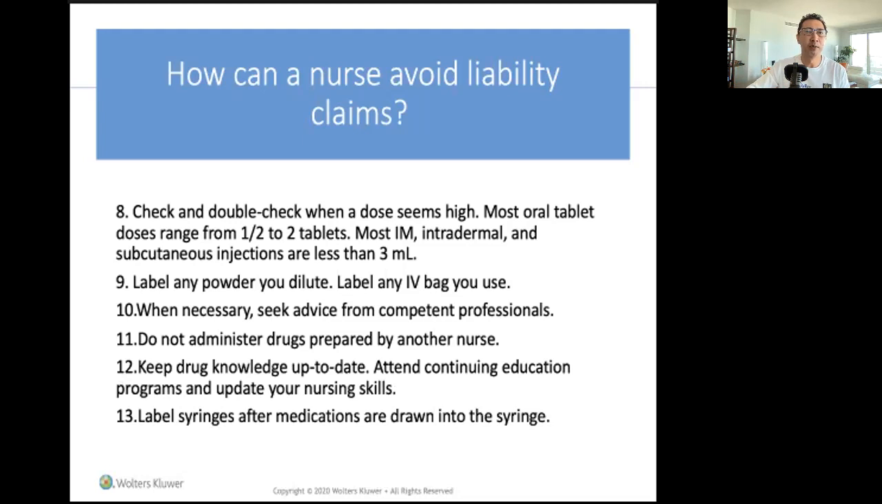Keep drug knowledge up to date, which is kind of difficult because it's continuously changing, but you'll be required to do some CEUs when you become nurses. Last one is label syringes after medications are drawn into the syringe. So if I have a syringe of Dilaudid and a syringe of, I don't know, Dilantin, I need to know which one's which.